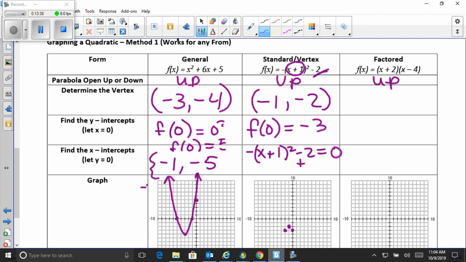Then I would add 2 to both sides. Then I have -(x plus 1) squared equals 2. Then I have to get rid of that negative. So I would have (x plus 1) squared equals -2. Then I'd have to take the square root of both sides. And right there I'm in trouble. I can't take the square root of a -2. So I don't even need to go any further. I know that this is going to be a complex number, so it's not going to have solutions in the real number system.